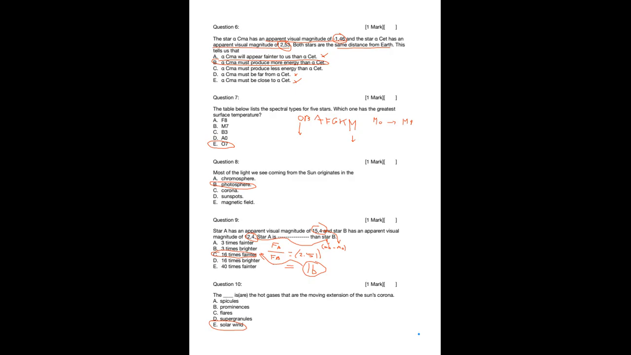Awesome. So if it was the other way around, let's say star A is 12.4 and star B is 15.4, now it will be the other way around. If you do the calculation, star A will be 16 times brighter than star B. By doing this formula, the ratio that we get here is 16.